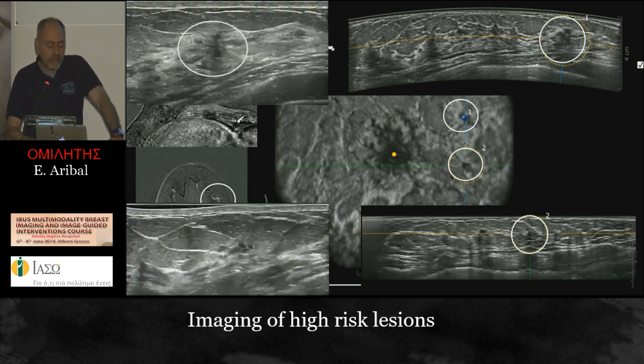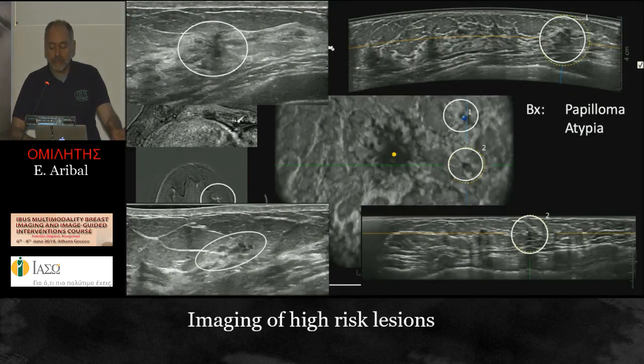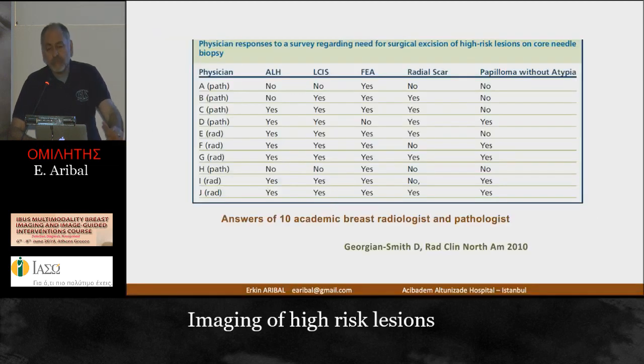Here are the handheld findings. You see the ducts going out of it very well, particularly in this one on the lower side. It's continuing with the ductal system. So the result was papilloma with atypia. You have to remove it. We removed it, but it didn't harbor any cancer. So surgical excision is needed for lesions, particularly with atypia, and for the ones that are peripheral and multiple.